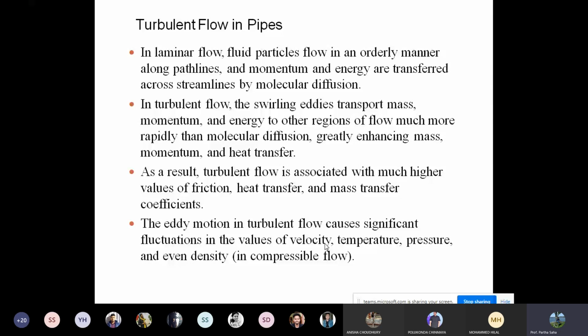When you talk about turbulent flow, a high value of friction happens, and due to this frictional loss, a lot of pressure drop and head loss occurs in turbulent flow. The eddy motion in turbulent flow causes significant fluctuation in the velocity profile, temperature, pressure, and even the densities if it is a compressible flow.